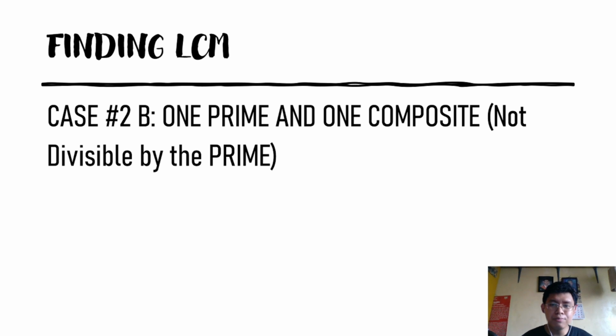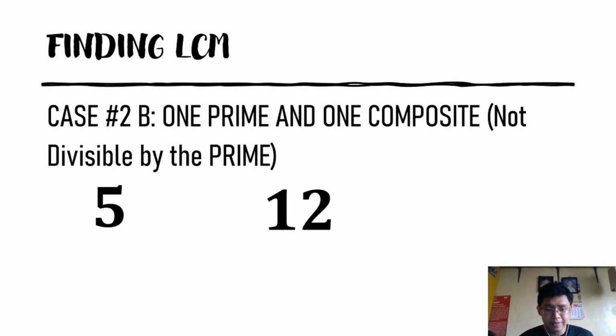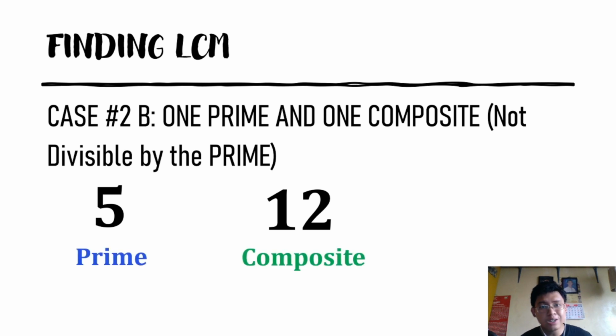Okay, let's have another example. Again, 1 prime and 1 composite. Case number 2, B. Okay, we have 5 and 12. 5 is our prime number, 12 is our composite number. 12 is not divisible by our prime number, which is 5. So, we need to just multiply that. 5 times 12 will be equal to our least common multiple, which is 60.